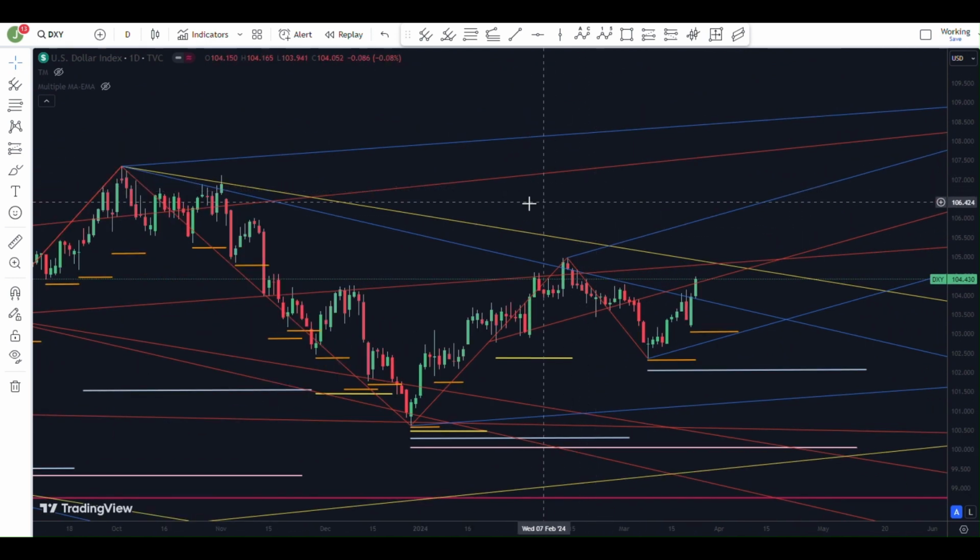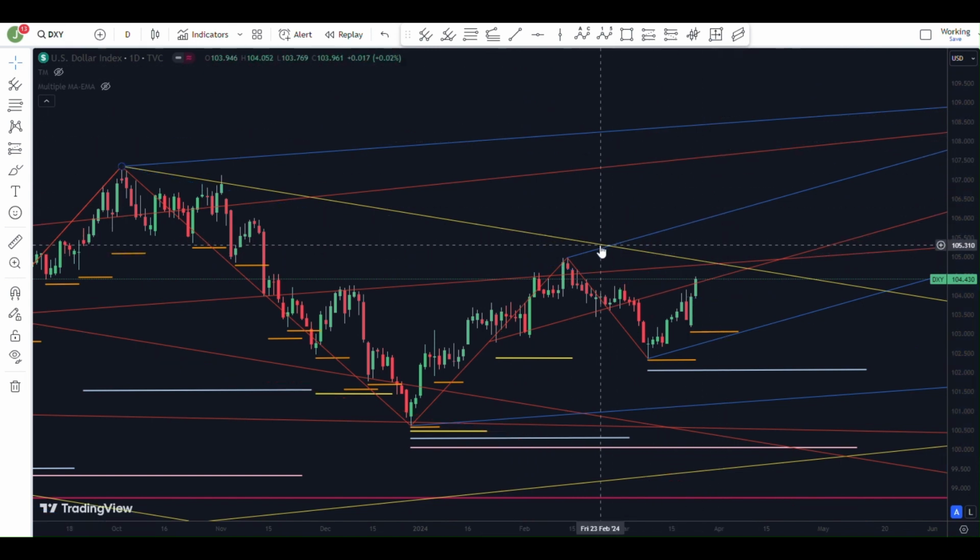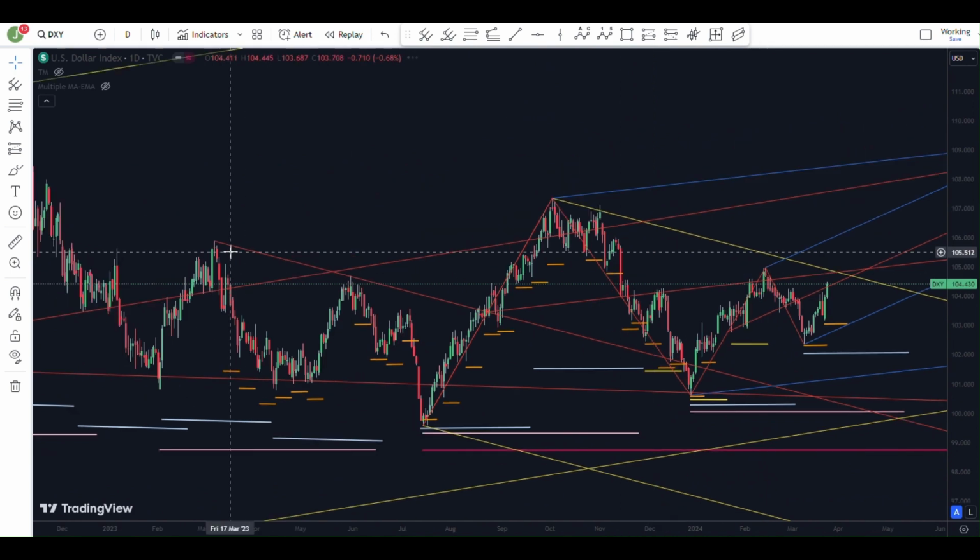We do have some overhead resistance potentially from these upper warning lines of longer term median line sets. However, we have broken above this. I'm going to take this off for now. We do still have potentially some overhead resistance from this other longer term median line set. I'll zoom out for a moment to show you.